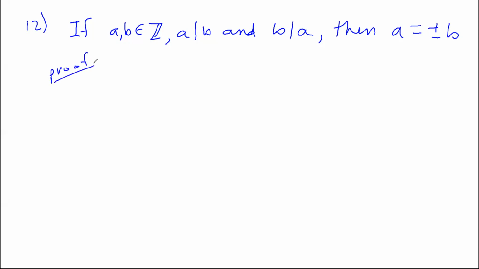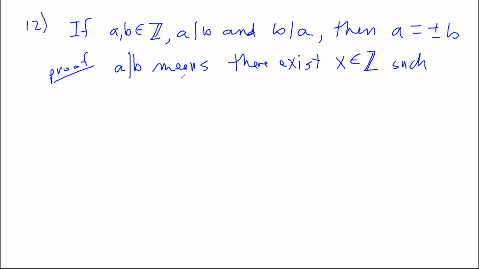So, follow our nose. A divides B, and we're going to apply our definition of divisibility. There exists a number, I think I'll use X this time, which is an integer, such that AX equals B. In a similar manner, if B divides A, there exists Y in the integers such that BY equals A.